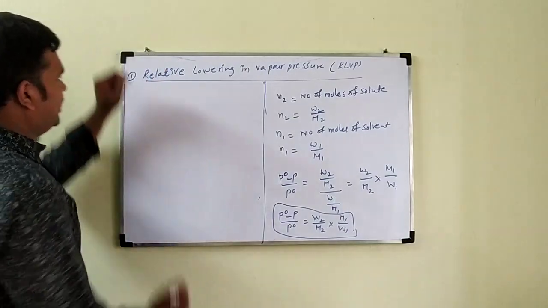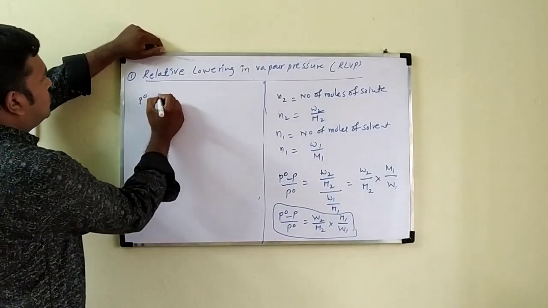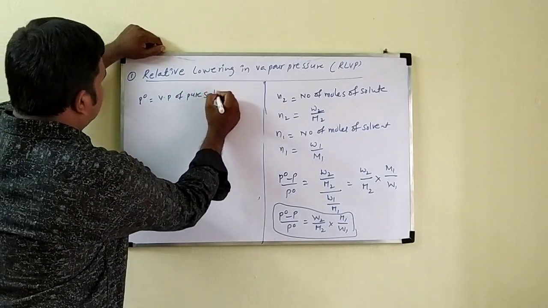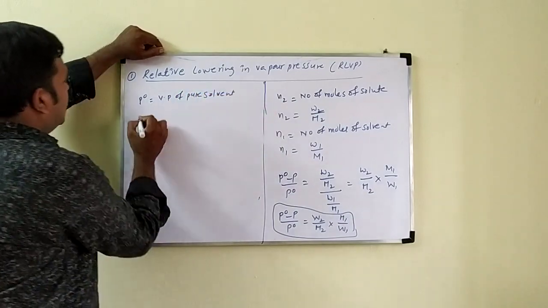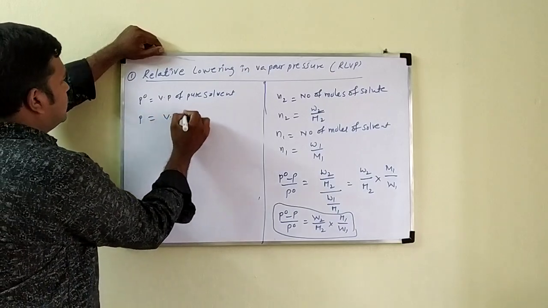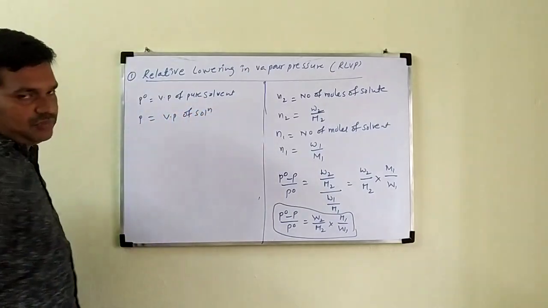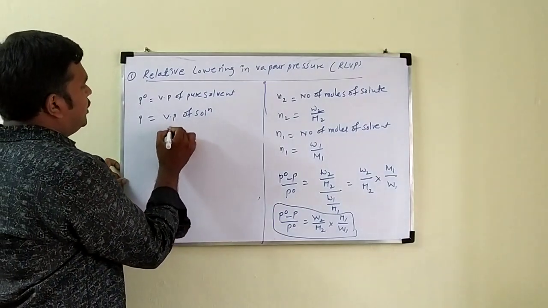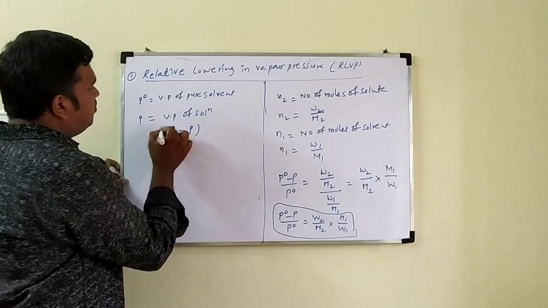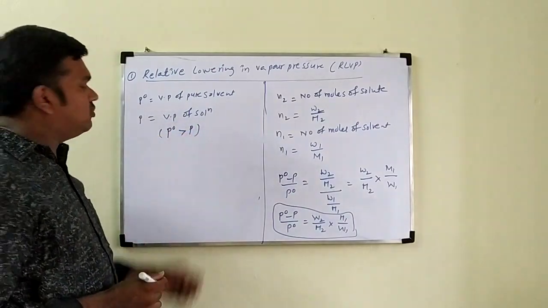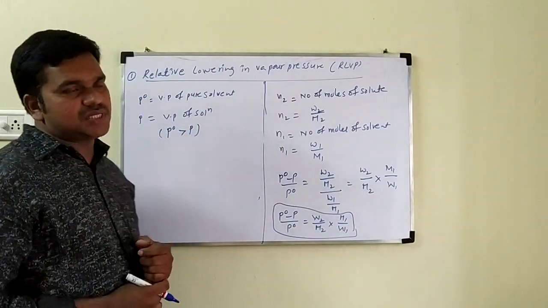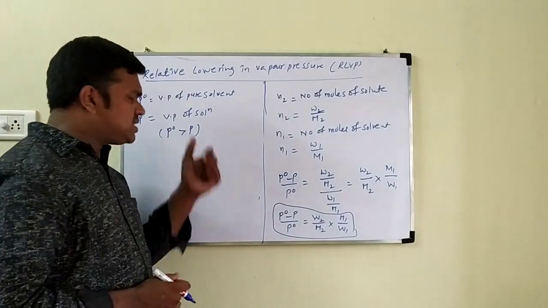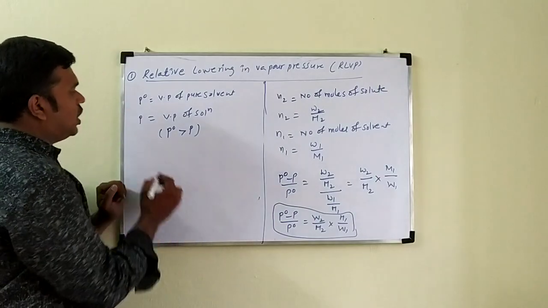Now from this formula, how we will get the information from the given data only? Generally, P naught is equal to vapor pressure of the pure solvent and P is equal to vapor pressure of the solution. Generally, vapor pressure of the pure solvent P naught is always greater than P only. In the problem, they give values of the vapor pressures. So in that, which is the highest value that represents P naught, least value represents what? P only.